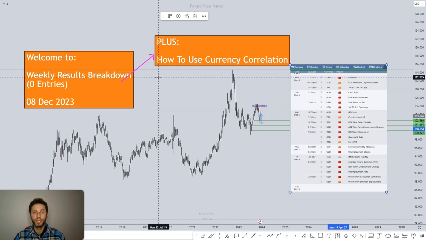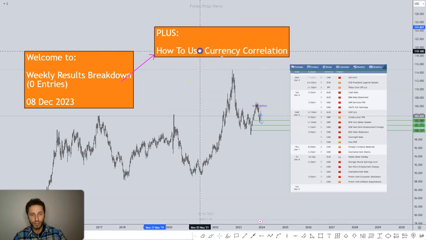Next week will be the final week of the year. After that, the holiday period, we will have a bit of lessons, a bit of learning, but not analyzing the markets. Right then, let's move on to how to use currency correlation.